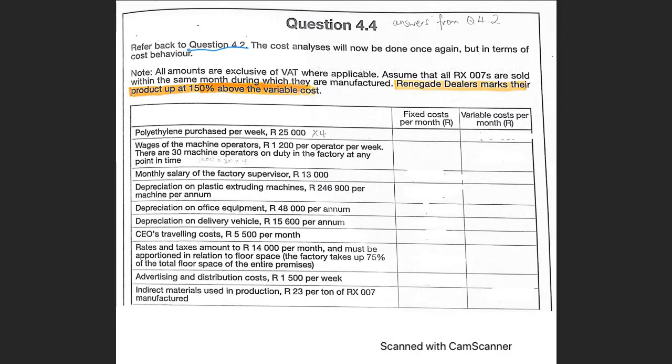So here the first item was exactly the same first item under that example. It was your polyethylene that was purchased per week. So here what they were asking us to do, like I said, was to categorize the cost as being either fixed or variable in nature. And then at the top, as you can see, I have highlighted that they've said to you that this company uses a 150% markup above their variable cost.